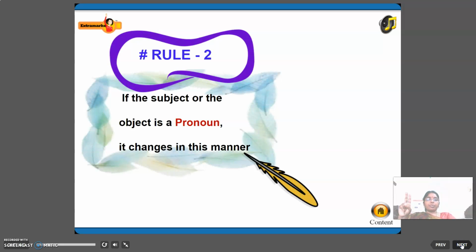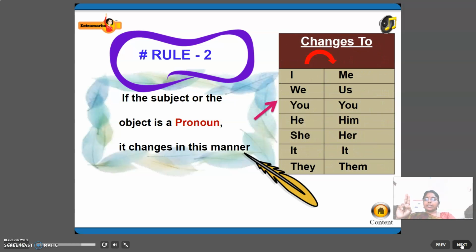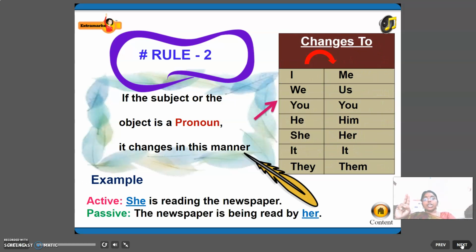So second rule, if the subject or the object is a pronoun, it changes in this manner. How will it be changed? I changes to me. We changes to us. You changes to you only. No change in that. He changes to him. She will be changed to her. It will remain the same. They will be changed to them.